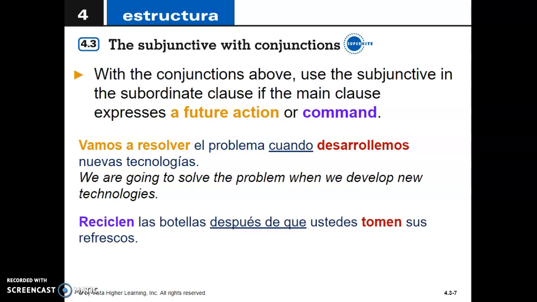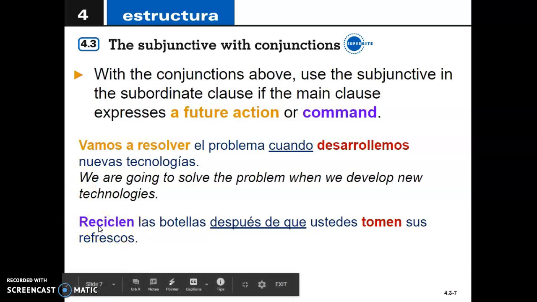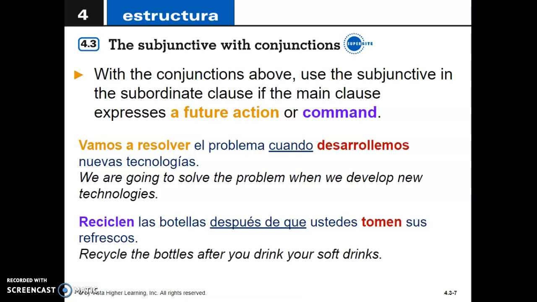Reciclen las botellas después de que ustedes tomen sus refrescos. So this is a command here, ustedes command, hopefully you could recognize that. Reciclen, recycle, please. The bottles after you drink your soft drinks, right? You're leaving the cafeteria or a restaurant you're getting bottled pop from, might say that, and you may or may not follow through. It's not certain.